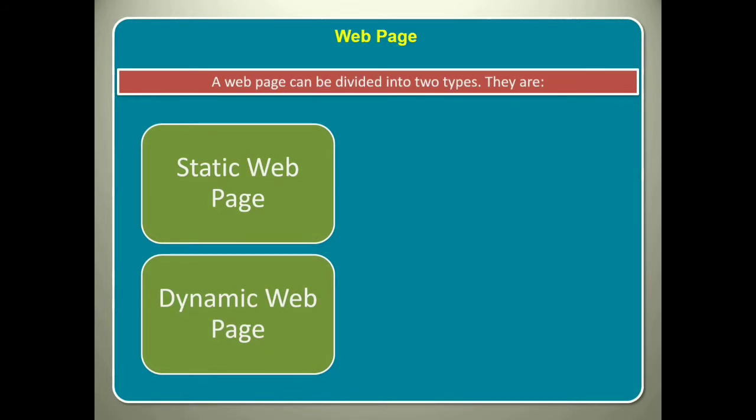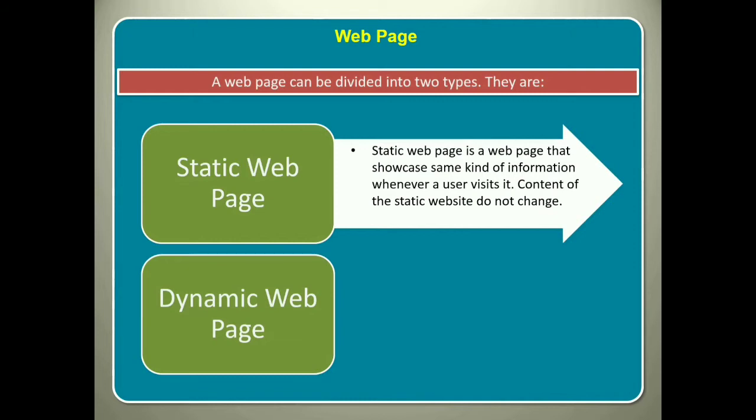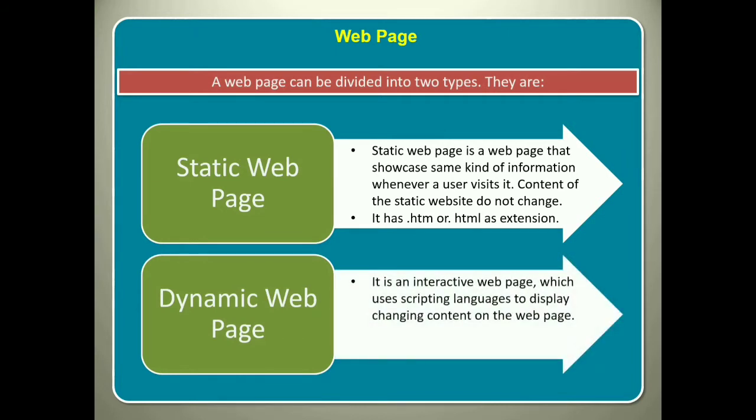As the name suggests, a static web page is a web page that showcases the same kind of information whenever a user visits it. The content of a static website does not change. It has .htm or .html as extension. A dynamic web page, on the other hand, is an interactive web page which uses scripting languages to display changing content on the web page. It has .php, .asp, or .jsp as extension.